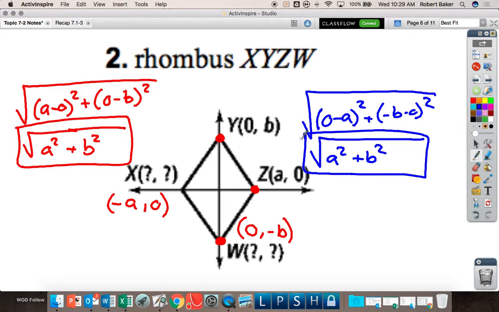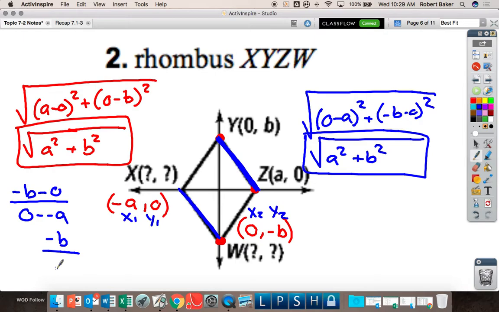So we could continue around. We can also do this. If this is a rhombus, shouldn't it have two sets of opposite sides that are parallel? Yeah, so let's determine if this side is parallel to this side. It looks like it, but we can verify it. So we have x1, y1, x2, y2. The slope formula is y2 minus y1 over x2 minus x1. And here's where you guys get a little weird because there are no numbers here. What is negative b minus 0? Negative b. And 0 minus negative a, positive a.